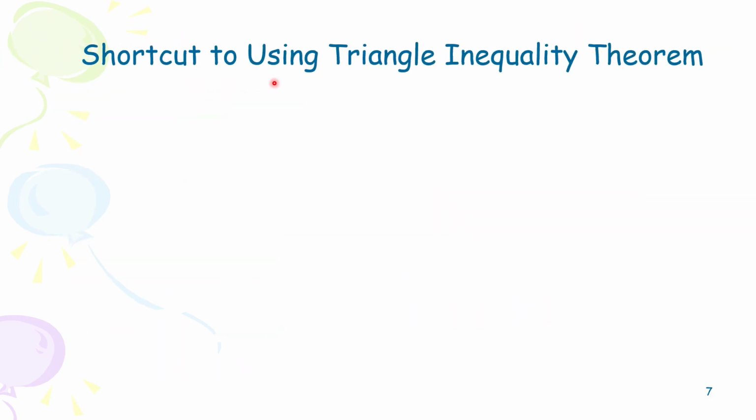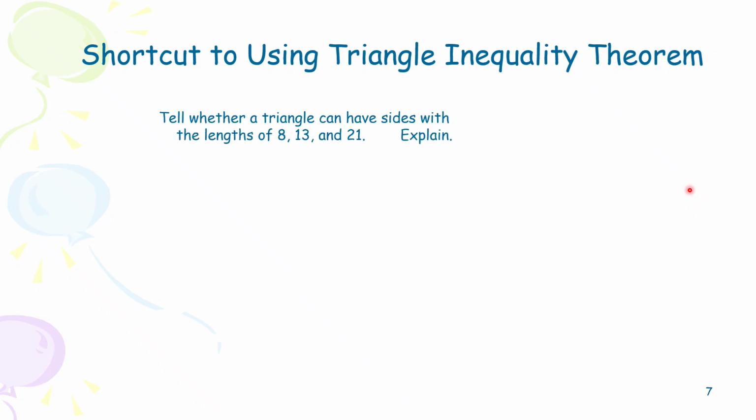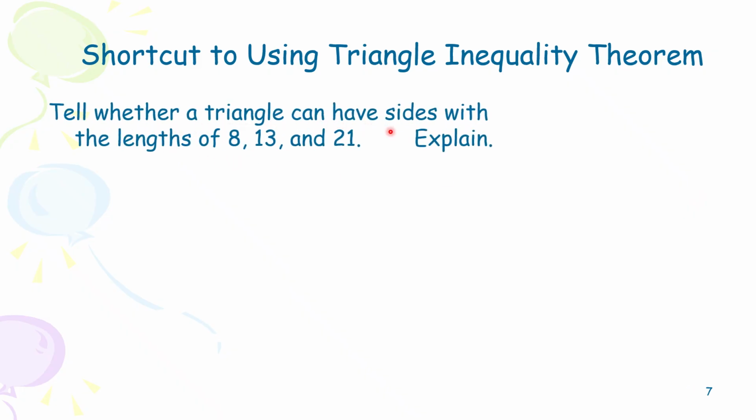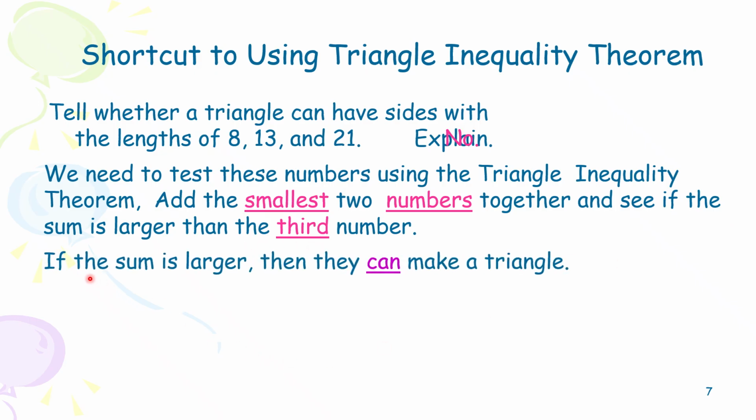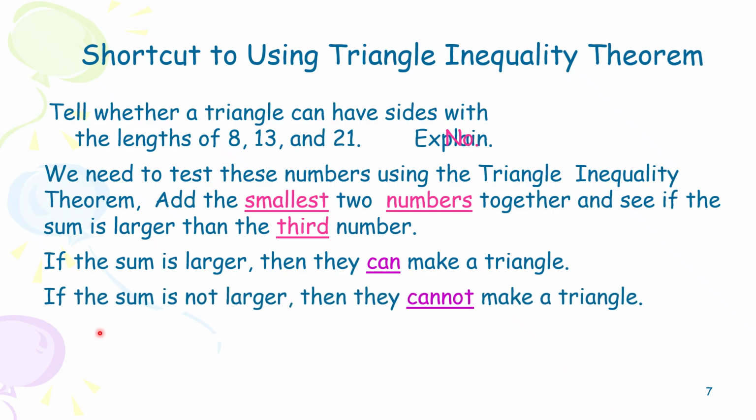Now, a shortcut in using the triangle inequality theorem. Tell whether a triangle can have sides with lengths of 8, 13, and 21. Explain. The answer is no, because we need to test these numbers using the triangle inequality theorem. Add the two smallest numbers together and see if the sum is larger than the third number. If the sum is larger, then they can make a triangle. If the sum is not larger, then they cannot make a triangle.